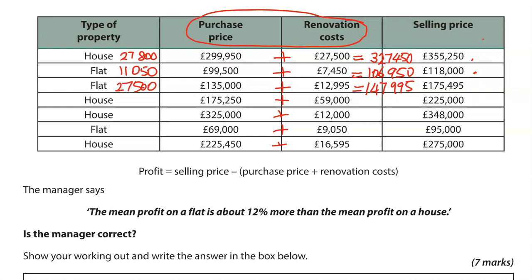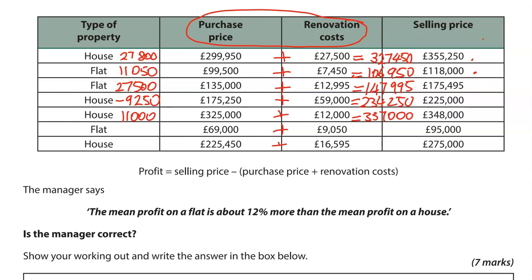27,500 is the profit. 175,250 add 59,000 gives us 234,250, which when we take away from 225,000 gives us minus 9,250. Adding 325,000 and 12,000 gives us 337,000, which when we take away from 348,000 gives us 11,000.